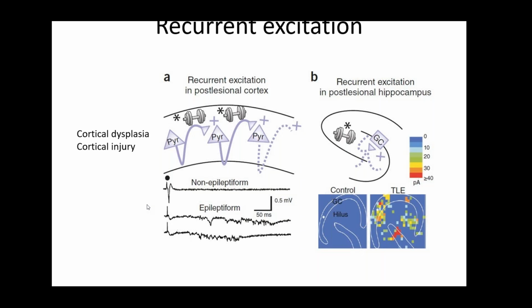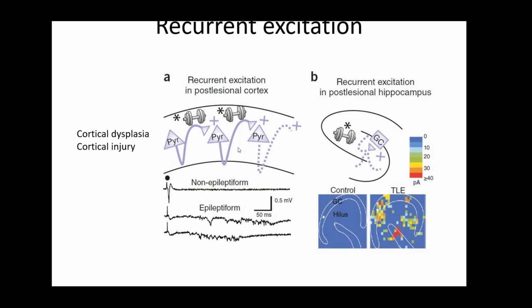The other mechanism is recurrent excitation. A pyramidal cell is going to excite the next one and the next one, and so this is going to have recurrent boosting of the activity of the neurons. That's what we typically see when you have cortical injury: you have recurrent excitation of these neurons. You have that in cortical dysplasia as well, and that's why those networks are highly epileptogenic.